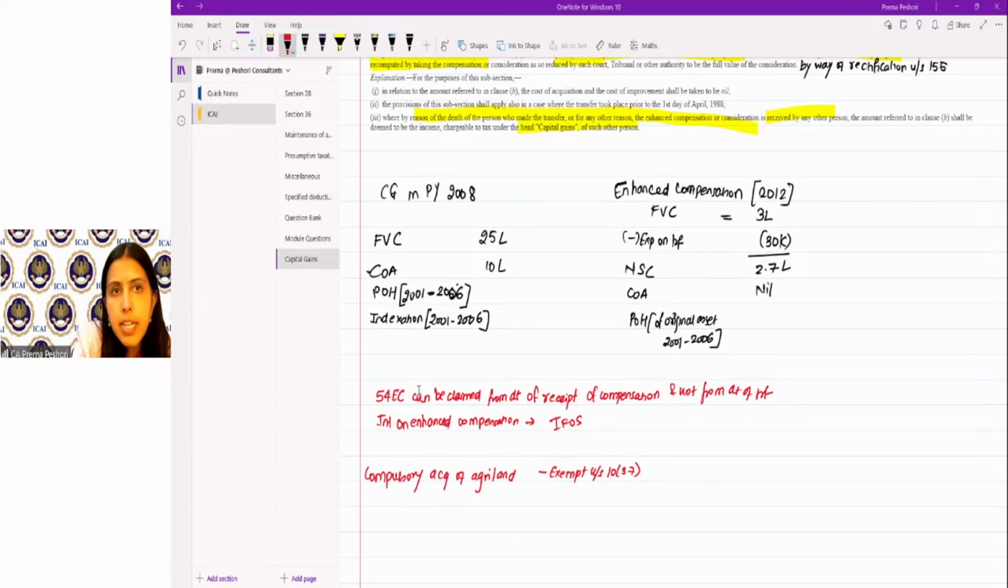So in that particular case, whether the character would be that of the voluntary acquisition and not the compulsory acquisition. Because if it is a voluntary acquisition, then the exemption under 10(37) will not be given. So the government of Kerala had acquired the property of the assessee, which was compulsorily acquired under the Land Acquisition Act. And the assessee had filed objections against the compensation.